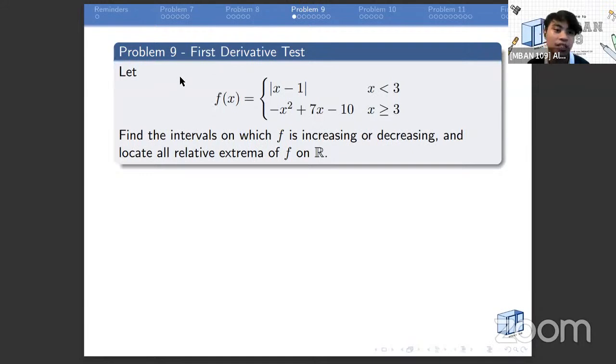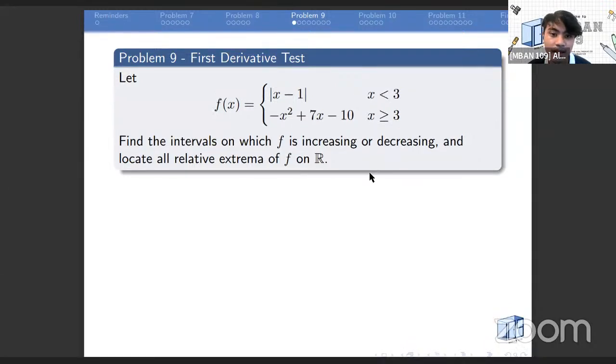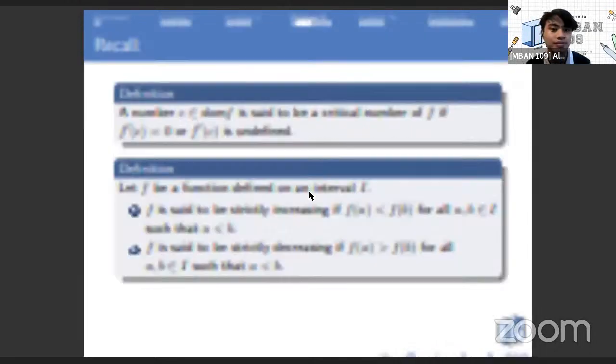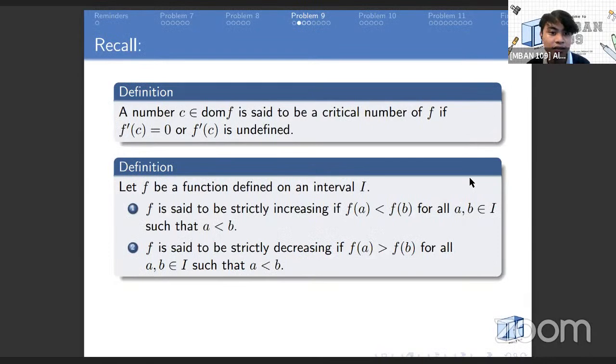So next problem, problem 9. First derivative test naman siya. So let natin ng f of x is equal sa absolute value ng x minus 1 when x is less than 3. And sa equal naman siya sa negative x squared plus 7x minus 10 when x is greater than or equal to 3. Find the intervals on which f is increasing or decreasing and locate all relative extrema of f on the set of real numbers. So yun, recall natin definition. A number c on the domain of f is said to be a critical number of f if f prime of c is equal to 0 or f prime of c is undefined.